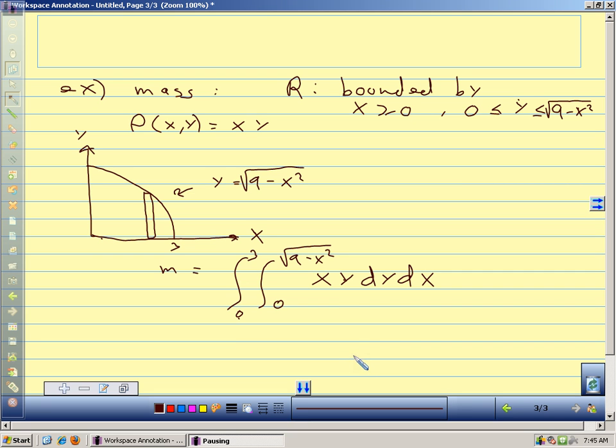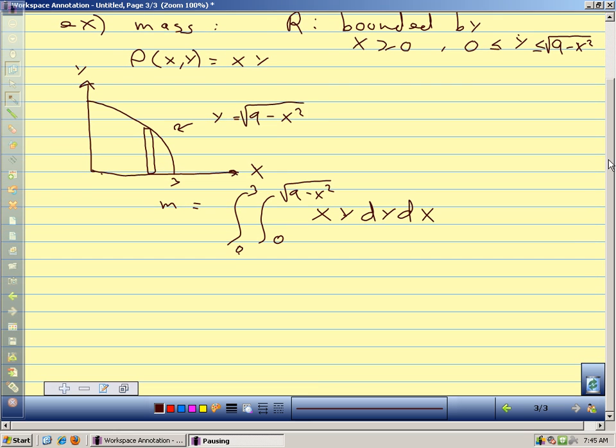So we're just finding the mass here. This is my density function, dy dx. This one is not too bad to evaluate, not terrible. But is there another way we could do it? The other way, we could do horizontal rectangles, or we could do polar coordinates.